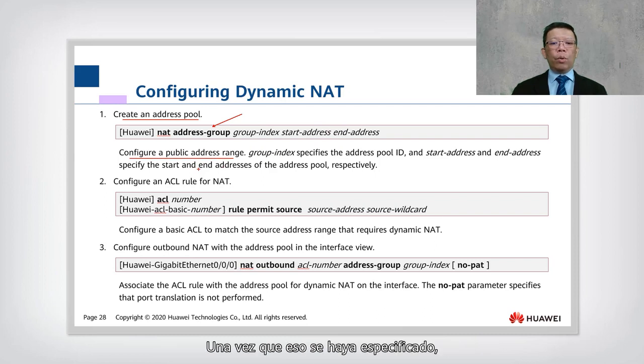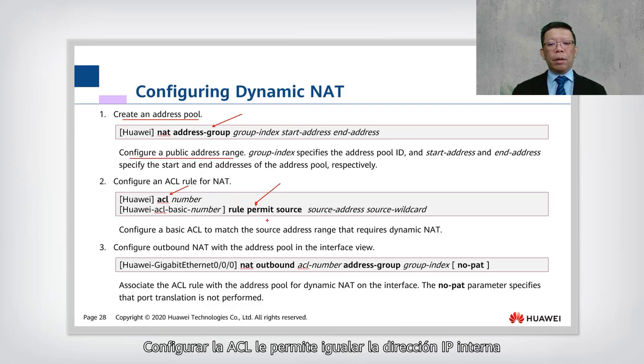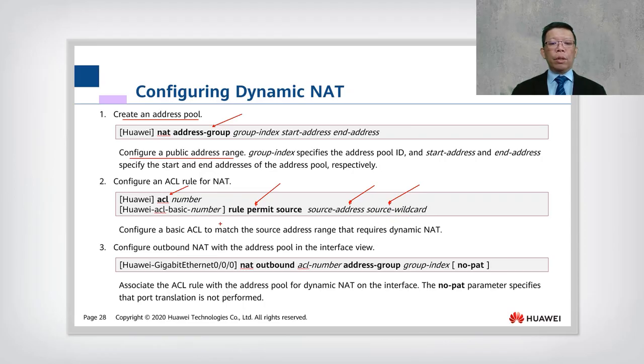Okay, so once you specify that, step number 2 is to configure an ACL. Now, why do we need to configure an ACL? Configuring an ACL allows you to match which internal IPs are allowed to do NAT. Okay, so we learned about this earlier in the topic. We look into the source IP and use the ACL wildcard. So you need to configure the ACL. It can be a basic ACL or an advanced ACL. For our NAT, we will use a basic ACL. So that's step number 2.